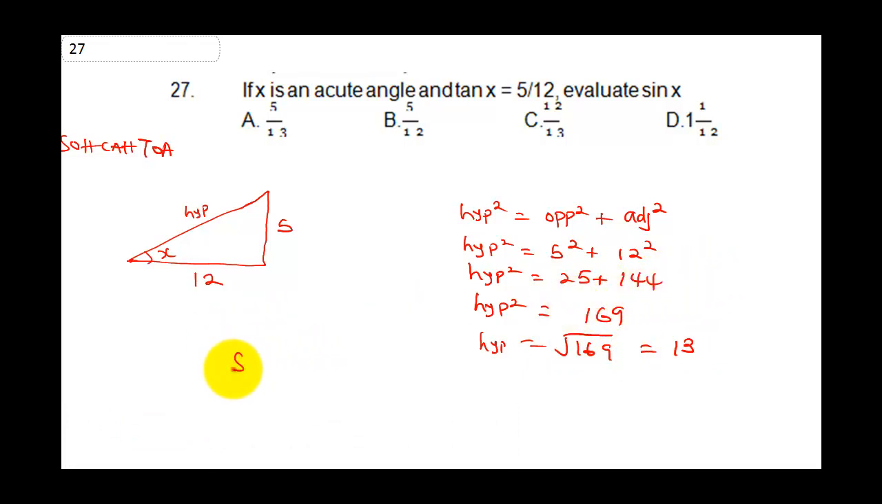To evaluate sine x, remember, your sine is opposite over hypotenuse. Our opposite is 5, and our hypotenuse is now 13. So our final answer is 5/13, and the correct option here is A.